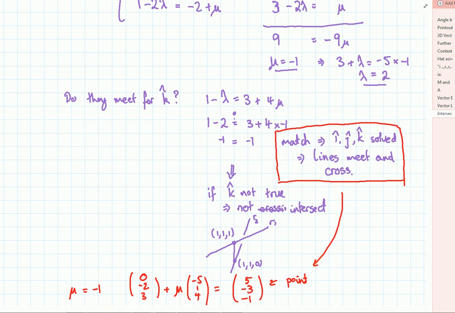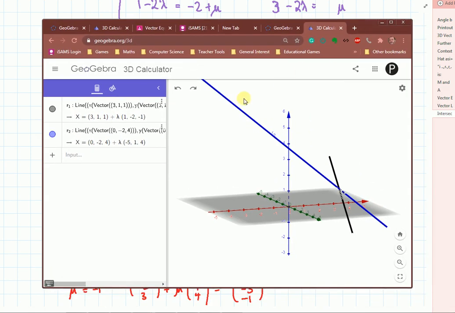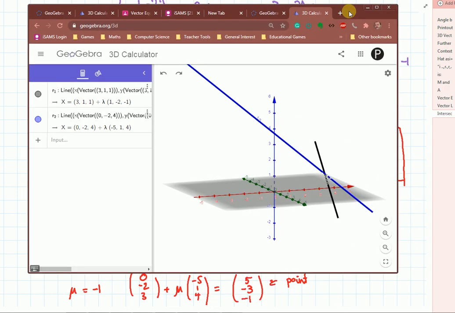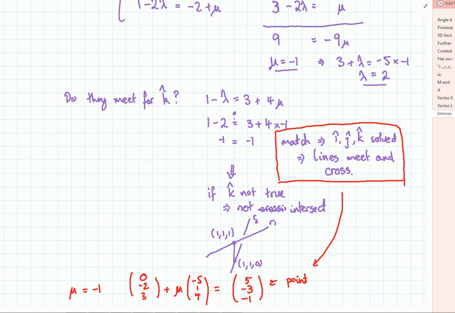And if I just bring the graph back and put a point on that intersecting point, it seems to be crossing there. 5, -3, yeah, 4 minus 1. Did I choose the right mu? Mu is -1. And let's put the point on.